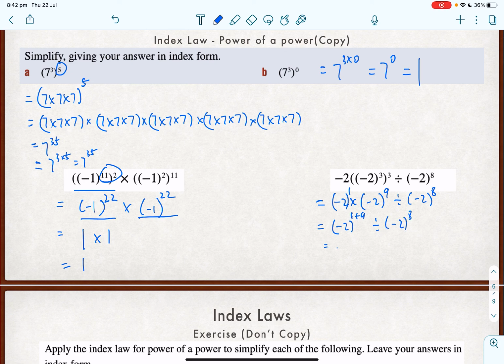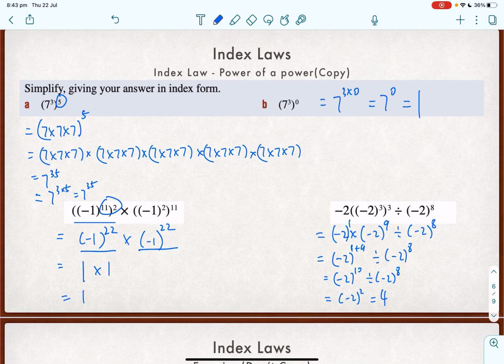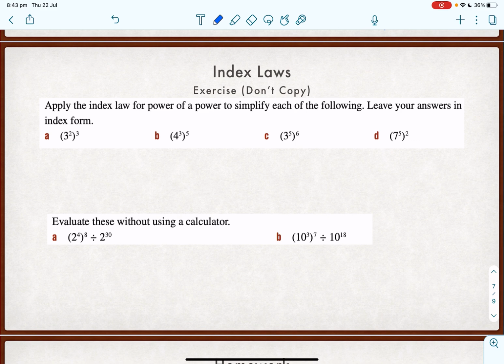1 plus 9 is 10, so -2 to the power 10, divided by -2 to the power 8. Ooh, we can do index on this one too. So 10 minus 8 is 2. -2 squared. Oh wait, squared means -2 times -2, which is positive 4. Okay. Easy. Give yourself some time to digest first, and then we move on. Now, pause this video, go through it yourself first, and then we'll go through it together.